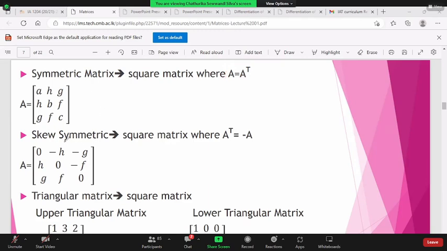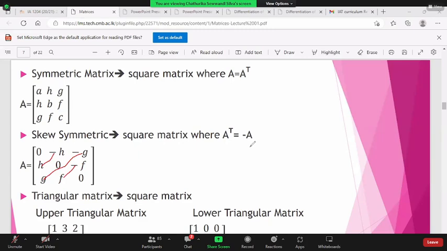Then next comes the skew symmetric matrix. The difference is the minus. When compared with this one, the difference is minus H, the negative partner: G, minus G, F, minus F. So a skew symmetric matrix is again a square matrix where A transpose is equal not to A but to minus A.